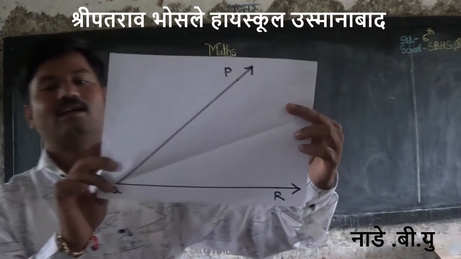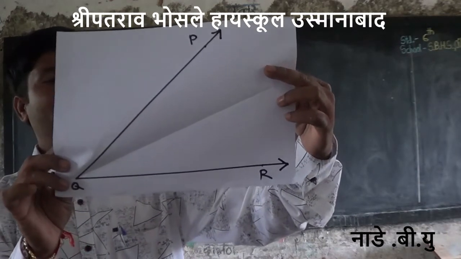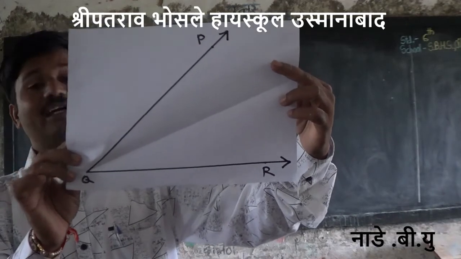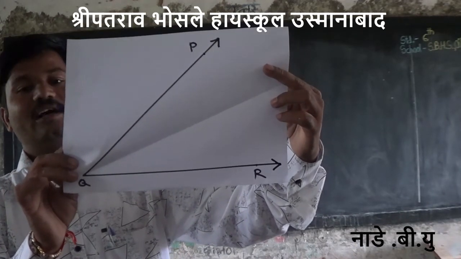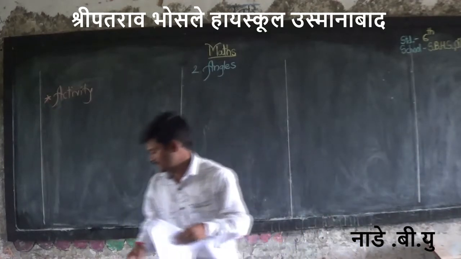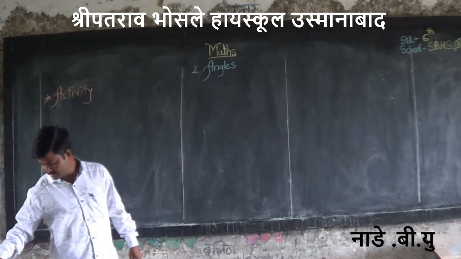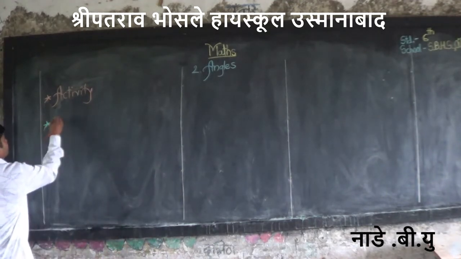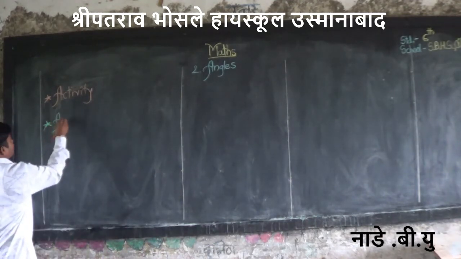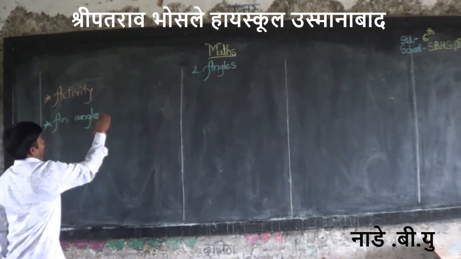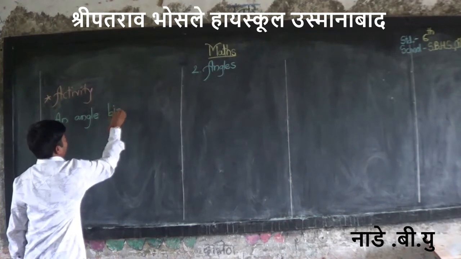You see here one sign, the folding sign. This is the angle bisector. Now we see the angle bisector.